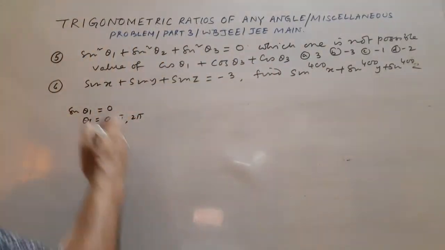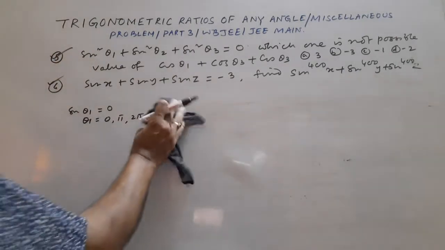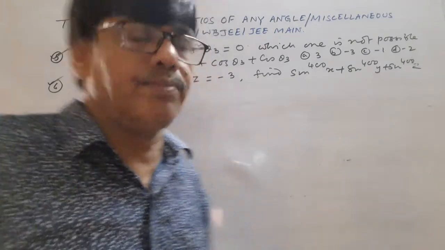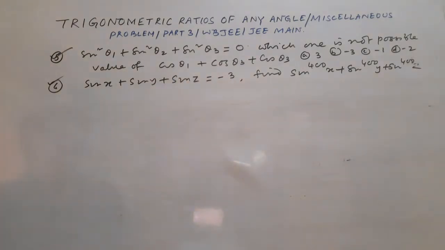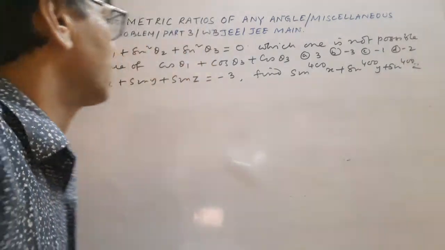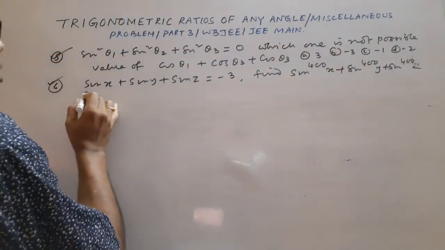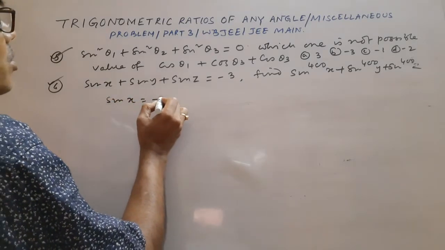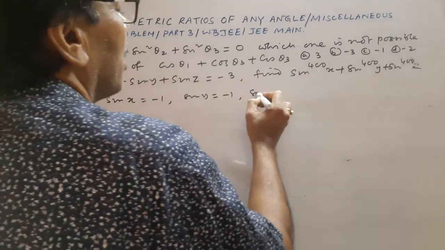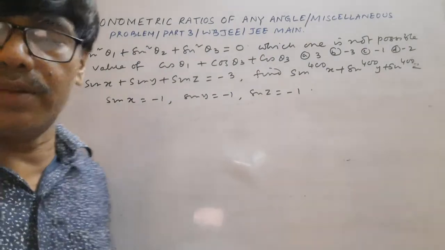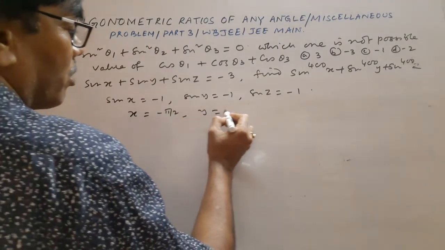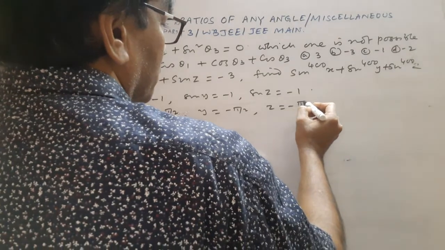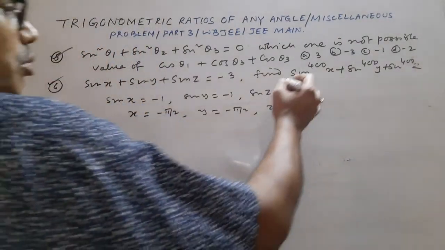Now, I consider problem number 5 and 6. So, problem number 6. We have already discussed this problem in an earlier class. So, sin x plus sin y plus sin z equals minus 3. Find the value of the expression. So, look, this is possible when sin x equals minus 1, sin y equals minus 1 and sin z equals minus 1. I have already given the reason in the previous class. So, x equals minus pi by 2, y equals minus pi by 2, z equals minus pi by 2.